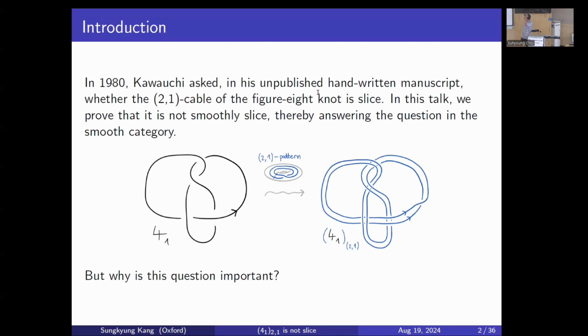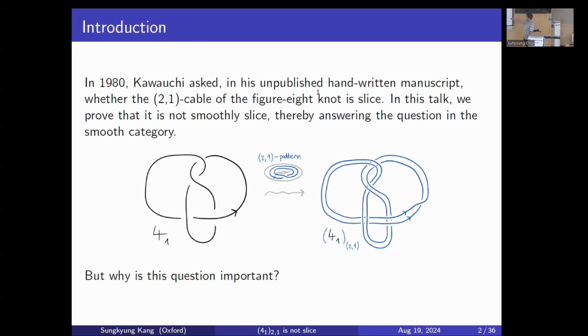And this question was first asked by Kawauchi. In one of his very old, unpublished manuscripts, written in 1980, Kawauchi asked whether some 2,1 cable of the figure eight knot is smoothly slice.